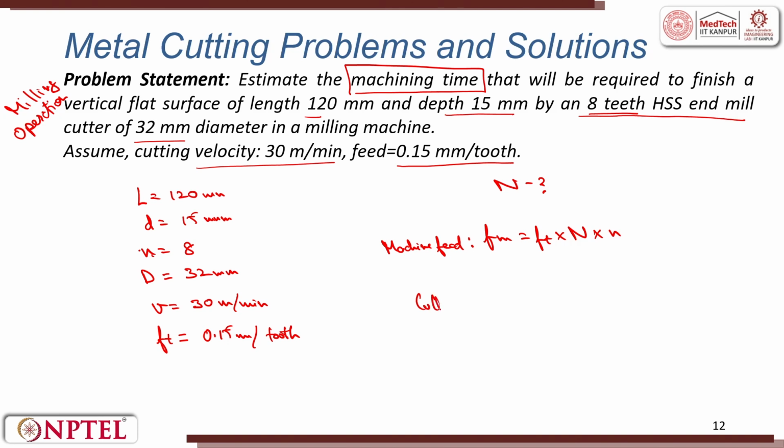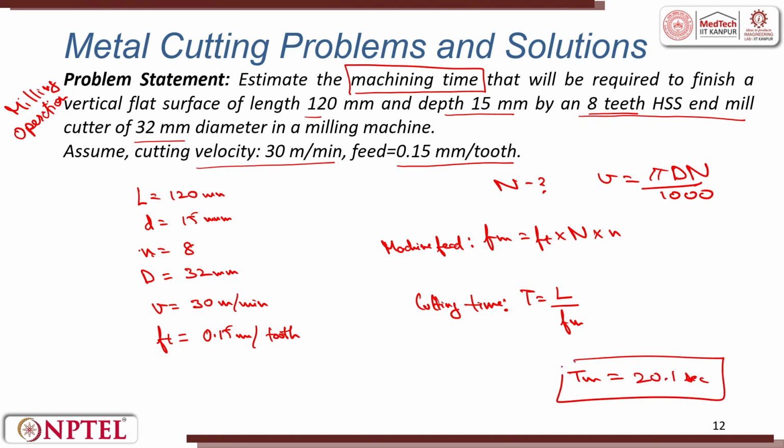Then cutting time could be calculated. Cutting time, that is T, is equal to L by the machine feed. This you will calculate. How do we find N? Simply you will use the relation V is equal to pi d N by 1000. Just calculate this. The cutting time that you will find in the end will come as 20.1 seconds. This is for you to calculate here.